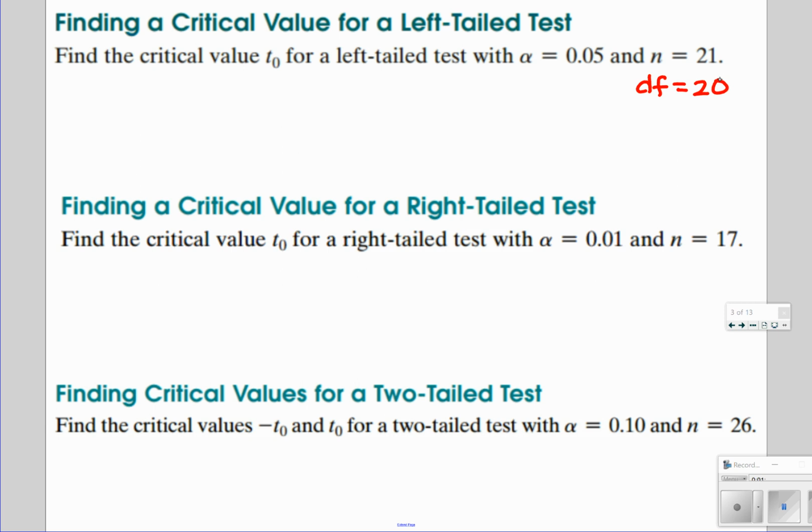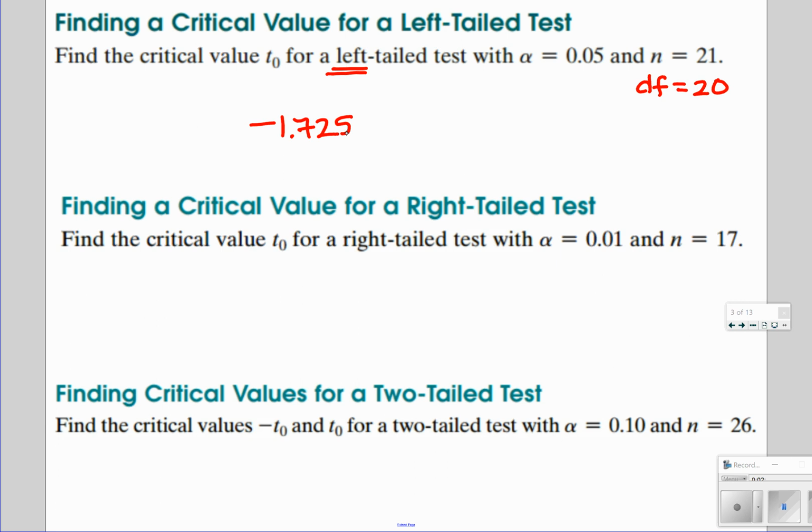So find it with me here. Let's see, what was it? 0.05, one tail. Second column, 1.725. And because it's a left tail test, we put a negative in front of that because it's on the left side of that curve.